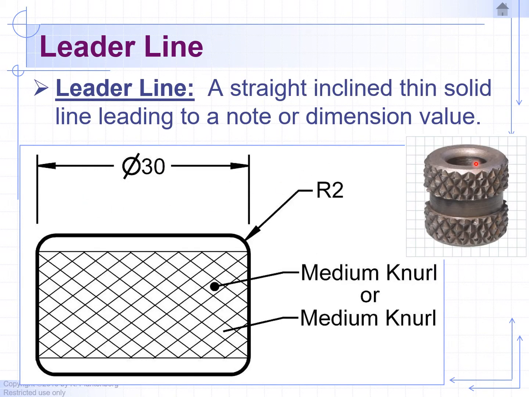Okay, so here we have a knurled bushing. We have an overall diameter of 30 units. So diameter, 30 units. You can see it's cylindrical in shape, 30 units in diameter, and it's rounded off on the edges with a constant radius of 2 units.